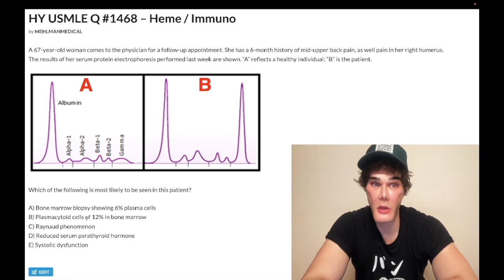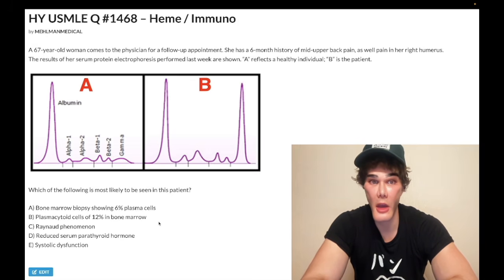Choice B, plasmacytoid cells, 12%, bone marrow is wrong. OID means looks like but ain't. So plasmacytoid cells look like plasma cells, but they ain't plasma cells. This is Waldenstrom macroglobulinemia. It's an IgM spike, not IgG. And you get hyperviscosity syndrome, headache, blurry vision, Raynaud phenomenon. You do not get lytic lesions. You do not get hypercalcemia. You do not get Bence-Jones proteinuria. So we have those distinctions there. Wrong answer.